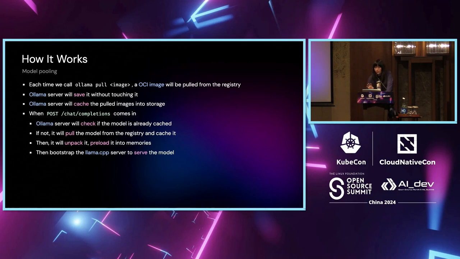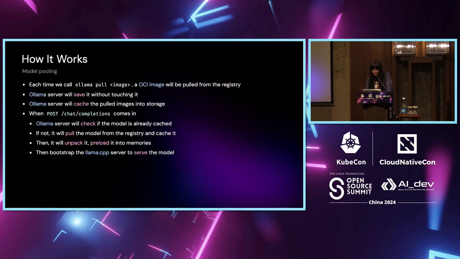Once a new request from chat completions comes in, the Ollama server will check if the model is in the cache, or present. If not, it will pull again. If it exists, then it will unpack it and preload it into memory. Or if it's already unpacked or loaded, it will load into memory with mmap with a swap mechanism. With that, okay, sorry, that's the end of the slide. The last step is to bootstrap the llama.cpp server to serve the models. In other words, the models will be checked for existence before inference.